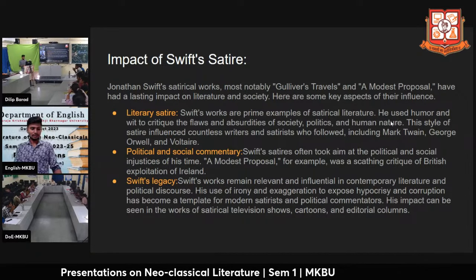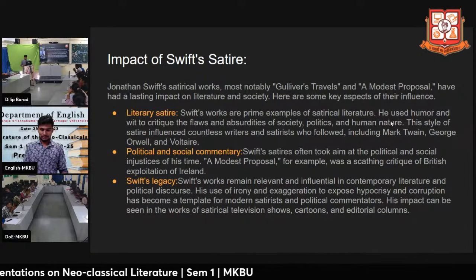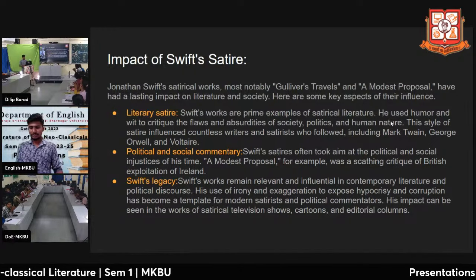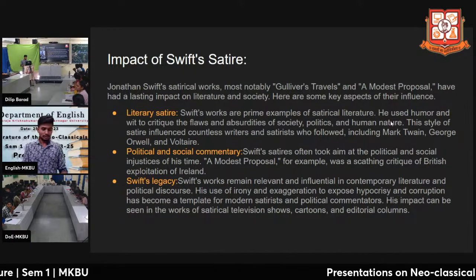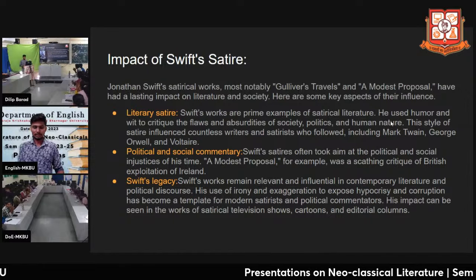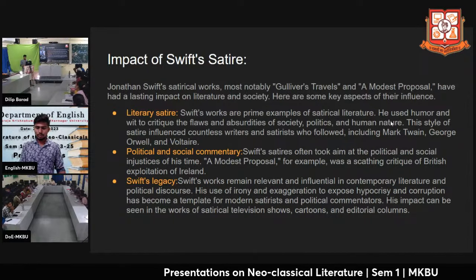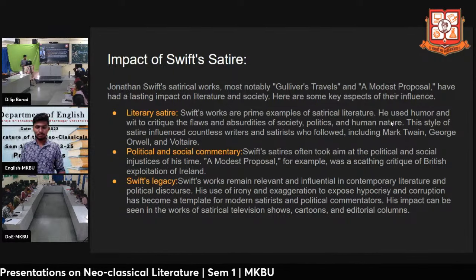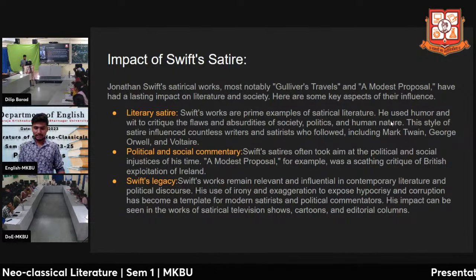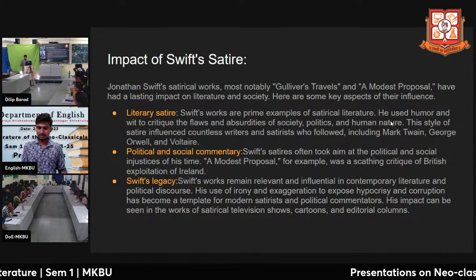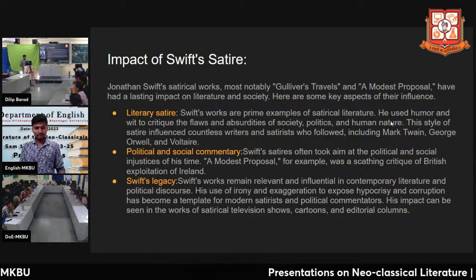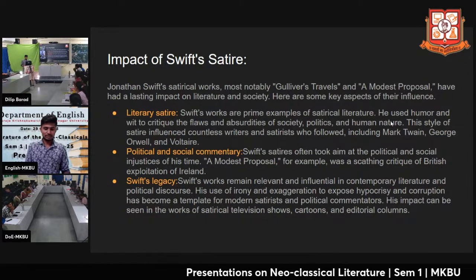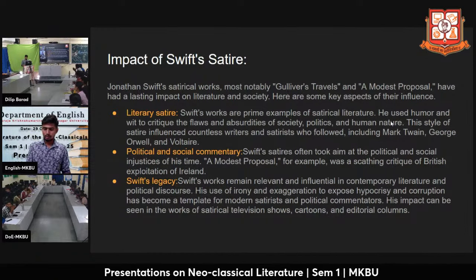Swift's legacy. Swift's works remain relevant and influential in contemporary literature and political discourse. His use of irony and exaggeration to expose hypocrisy and corruption has become a template for modern satirists and political commentators. His impact can be seen in the work of satirical television shows, cartoons, and editorial columns.